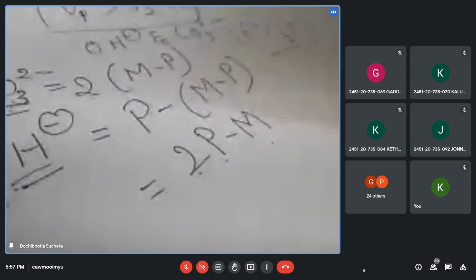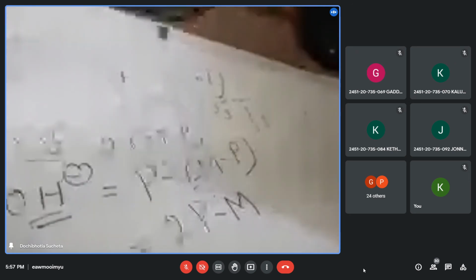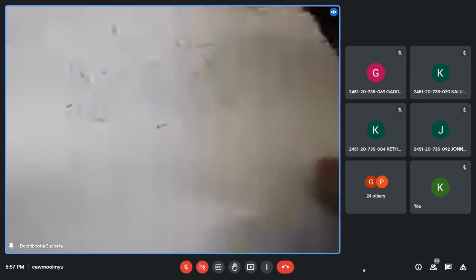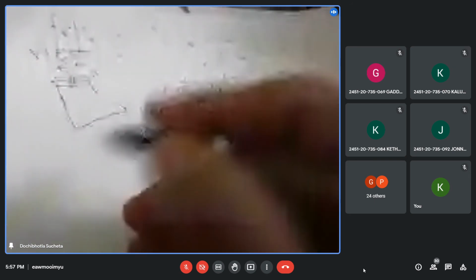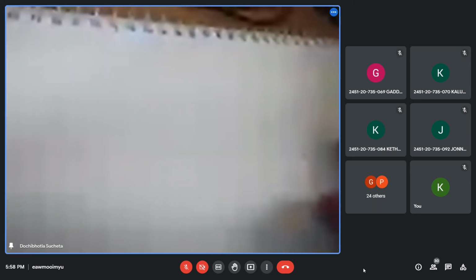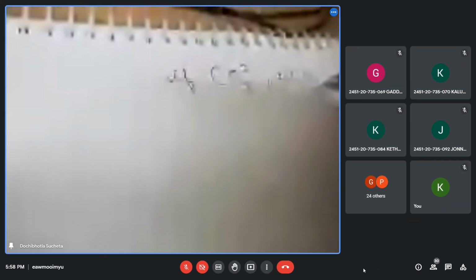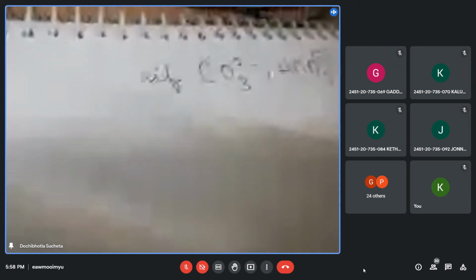That will be equal to P minus M. Okay. The last option that is left is a combination of carbonate and bicarbonate. If the solution has carbonate and bicarbonate, will it give color with phenolphthalein? Yes, it gives color with phenolphthalein because of the presence of carbonate.